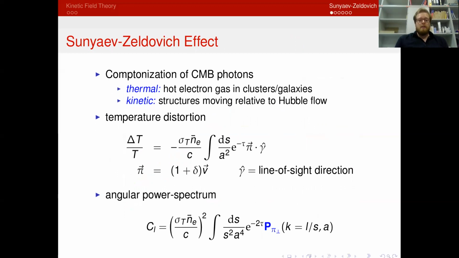I'm going to focus here on the kinetic SZ effect, where these electrons are moving with the bulk of structures relative to the Hubble flow. So the temperature distortion, delta T over T, is given by the Thomson cross-section and an integral over the line of sight, weighted by the optical depth, and the projection of the momentum density on the line of sight direction.